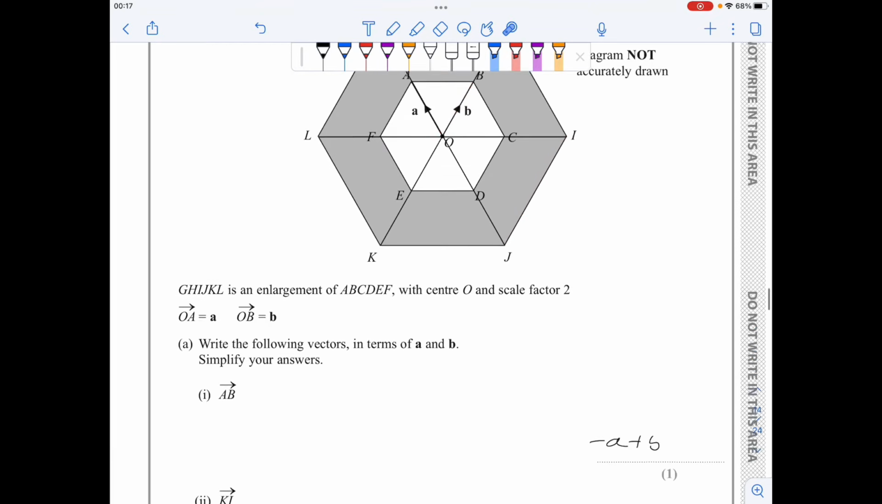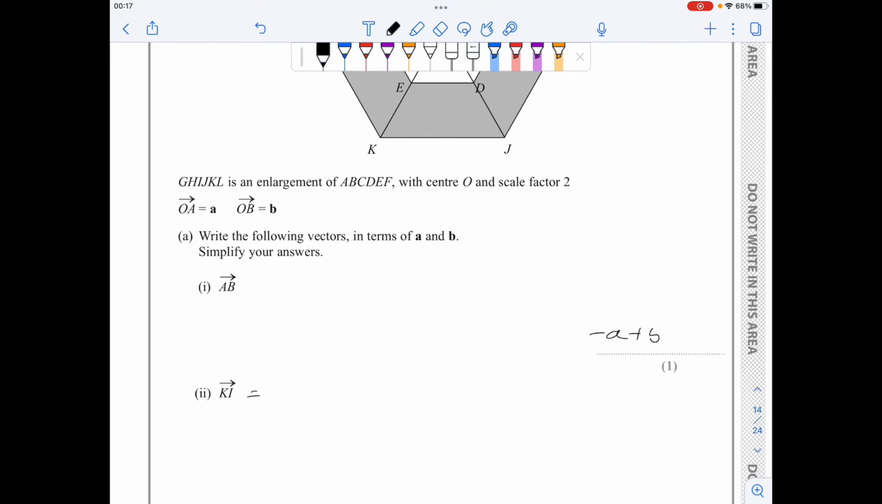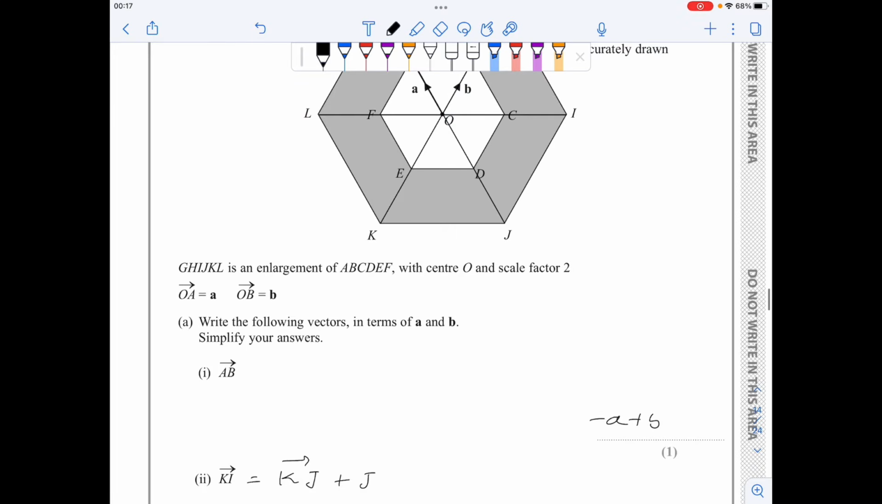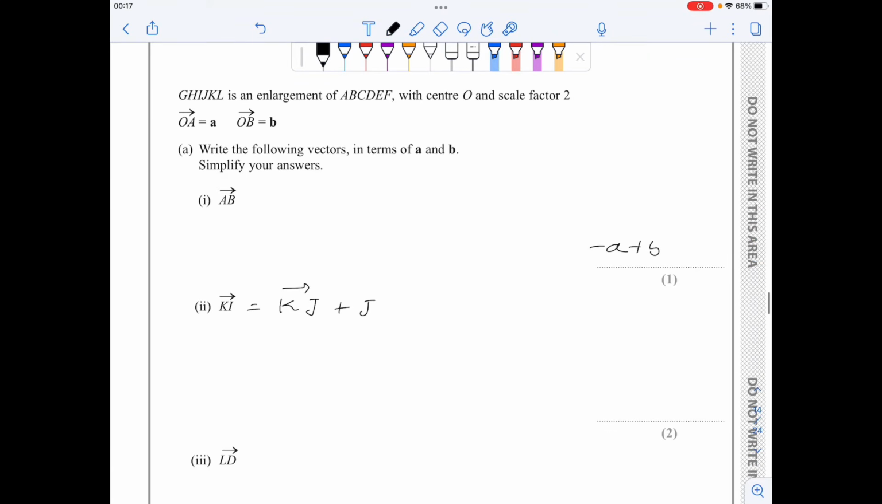So let's write this down. KI is the same as going from K to J, and then from J to I. KJ is twice minus A plus B, and JI is 2B. Let's expand: minus 2A plus 2B plus 2B, which is minus 2A plus 4B.